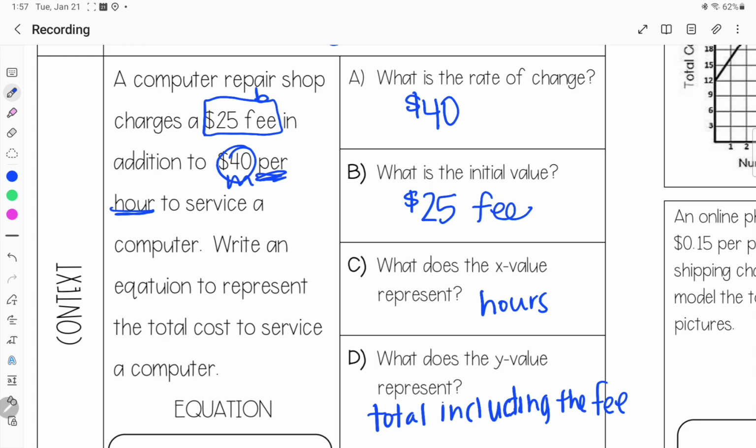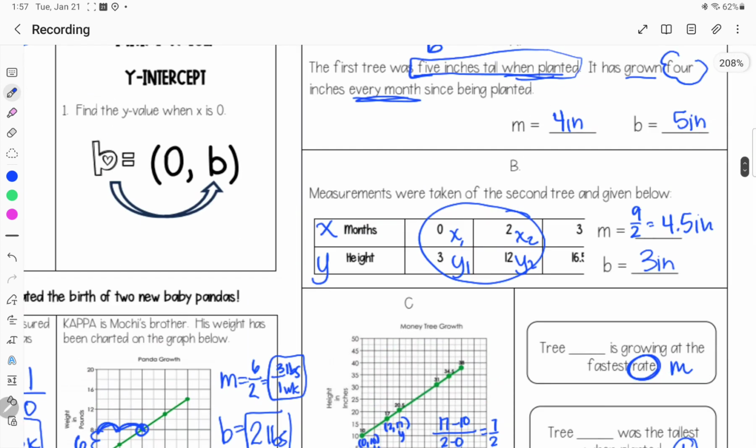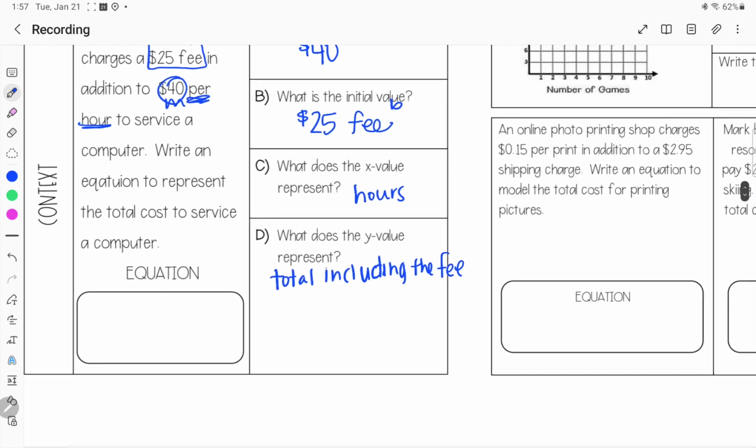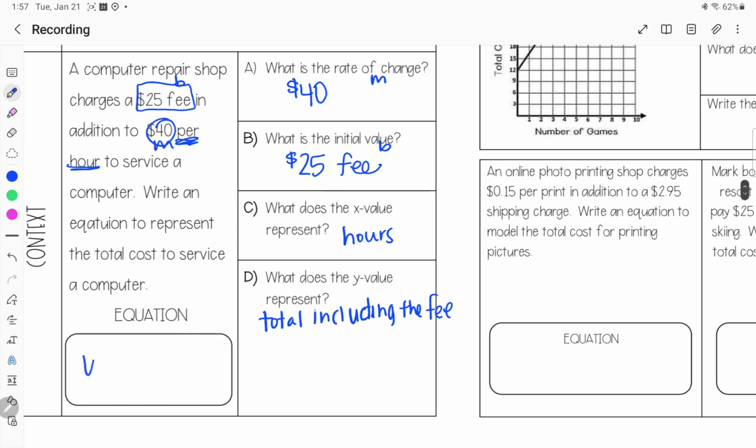Now we can take our m, which is our rate of change, and our initial value, which is our b, and plug them into our equation. So we would have y equals 40x plus 25. This means if they worked on it for 0 hours, it would only be $25. If they worked on it for 1 hour, it would be $40 plus the 25.